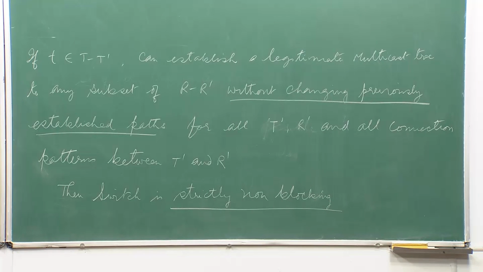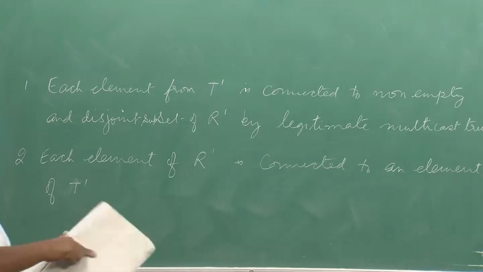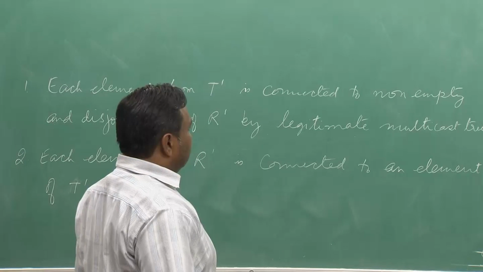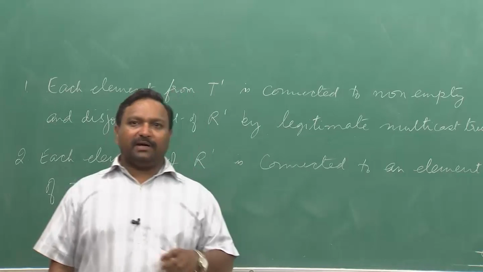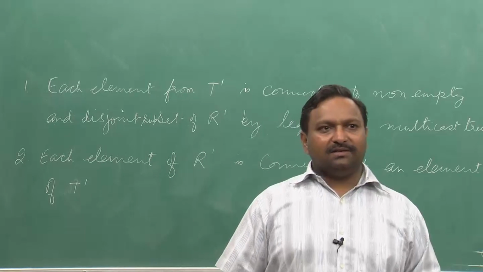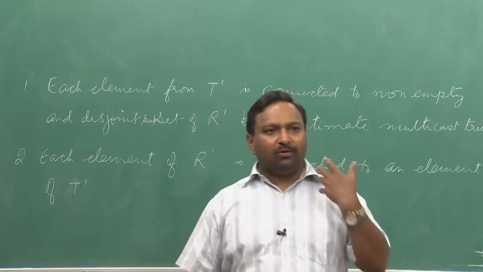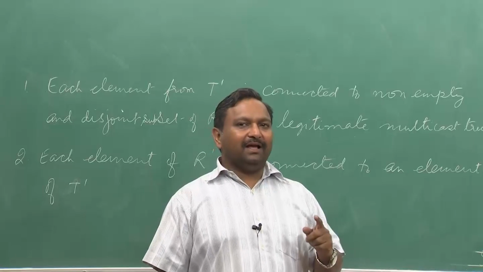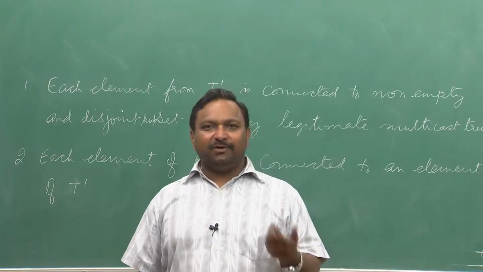So that is a very formal definition of the strictly non-blocking property, and this is in terms of the multicast tree. Now we also have other definitions. We will formally define these and prove under what conditions a 3-stage closed network will become strictly non-blocking. We already know of that, but now we will formally prove it for a unicast scenario and then for a multicast scenario.